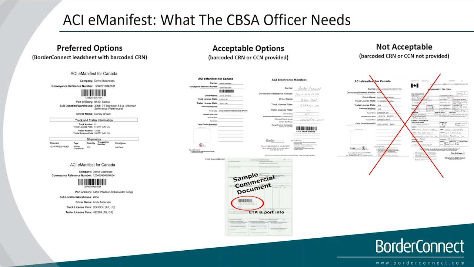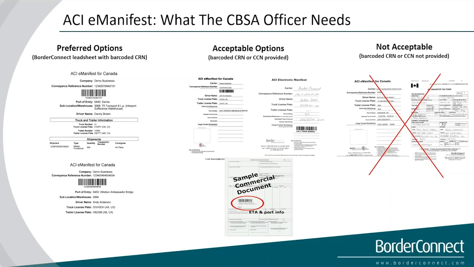For ACI e-manifest, what the CBSA officer needs. Okay, so we have the preferred options, the acceptable options, and the not acceptable options. Now, I'm providing you this page right now because penalties are coming in. CBSA is basically running a zero tolerance for penalties being issued with ACI e-manifests. And I just want to make sure that we know exactly what you're to provide at the port of entry when your driver arrives and provides the paperwork to the officer. Because you're going to want to make sure that you avoid the far right option.